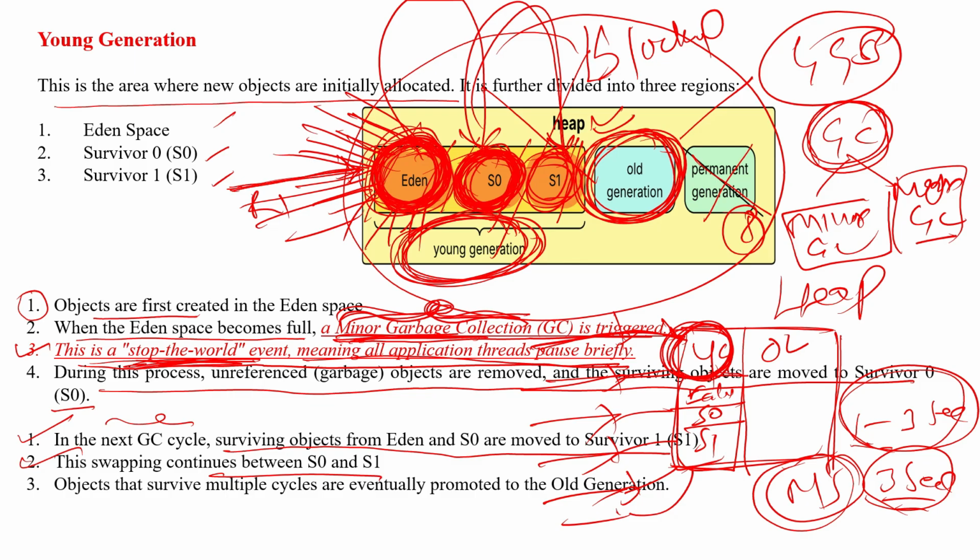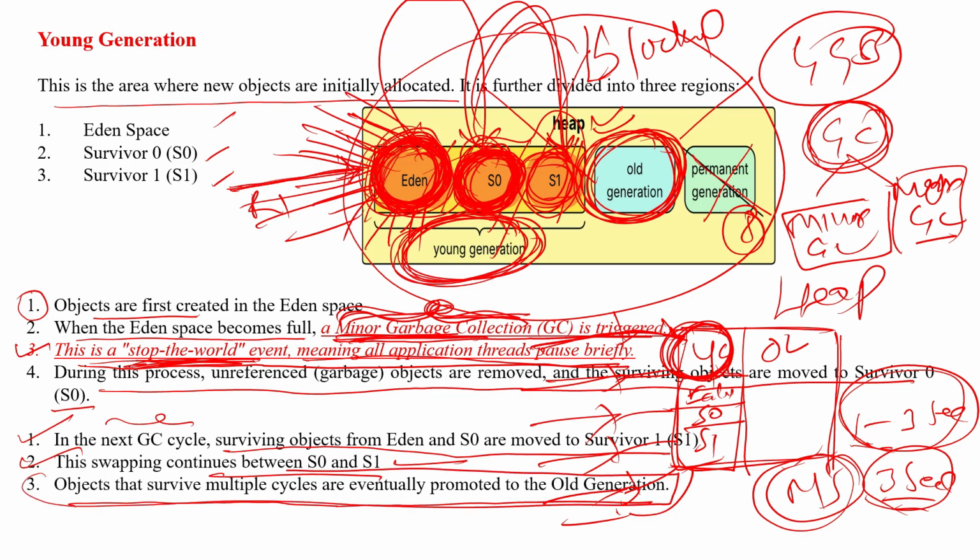So this swapping continues between S0 and S1. Requests from Eden come to S0, and from S0 they come to S1. And objects that survive multiple cycles are eventually promoted to the old generation. Now comes another important part. If the object which is referenced here, when Eden is full, is moved to S0, and still it is referenced by some request, it moves to S1.